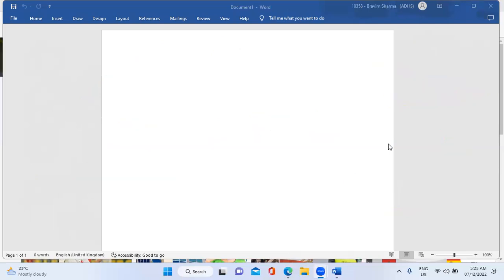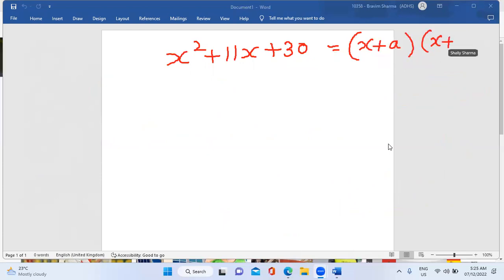For example, we have x squared plus 11x plus 30. I have to write it in factorized form. Factorized form means the multiplication form. So its multiplication form is something like x plus a times x plus b for monic quadratic trinomials. Now I have to find the two numbers a and b such that if I add them, I should get 11, and if I multiply them, I should get 30.